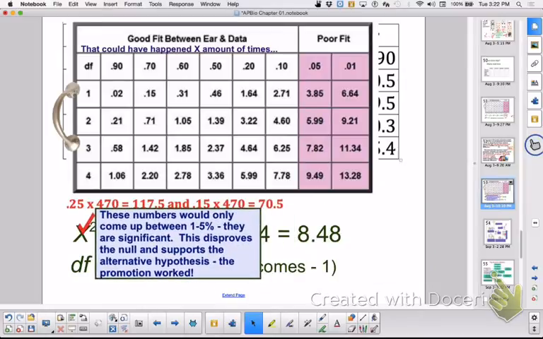So we can come up with the conclusion, this is significant, we disproved the null, and therefore we can say their exercise campaign made a significant difference. We can state that with mathematical facts. That campaign made a significant difference.